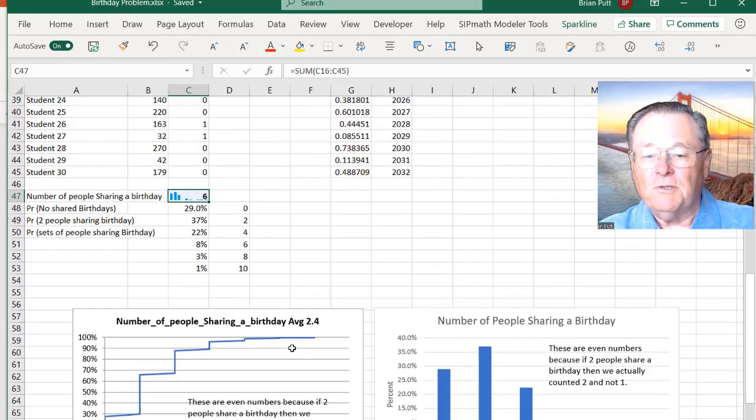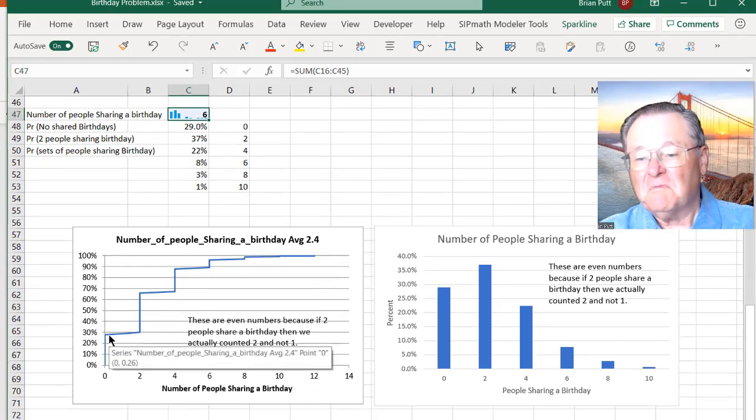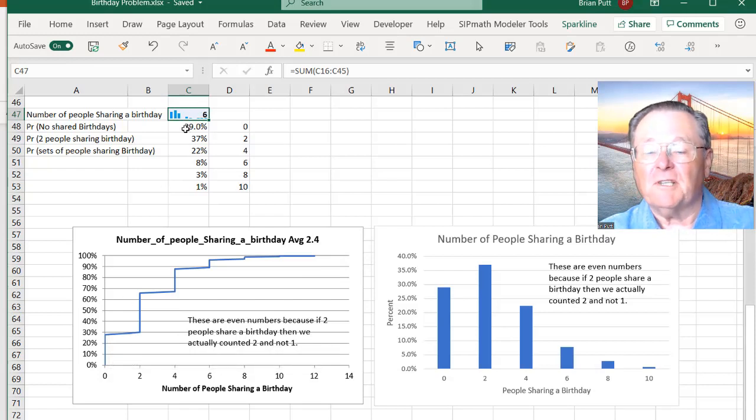So what is the distribution? The distribution looks like this. It says there's 27%, I guess actually 29%, because I'm going to compute that up here, 29% chance that there are no matches. No one shares the same birthday.